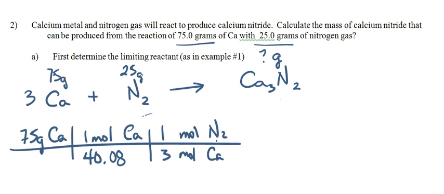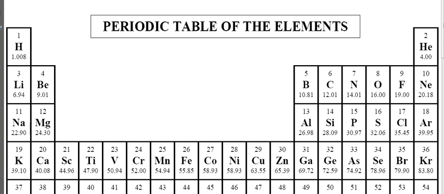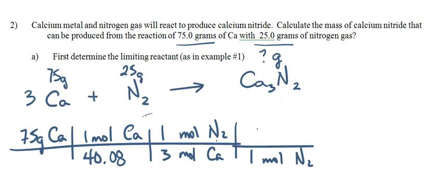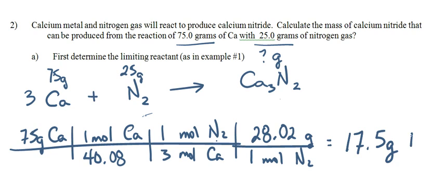So nitrogen is in the units of grams. So we need to go convert it to grams. So 1 mole of nitrogen. And again, nitrogen has a molar mass of 14.01. And so 2 of those gives you 28.02 grams. Okay, so let's do the calculation here. So 75 times 28.02 divided by, open up your parentheses, 40.08 times 3, close your parentheses, and it gives me about 17.5 grams, 17.47, but we'll go 17.5. Okay, and that is grams of nitrogen.